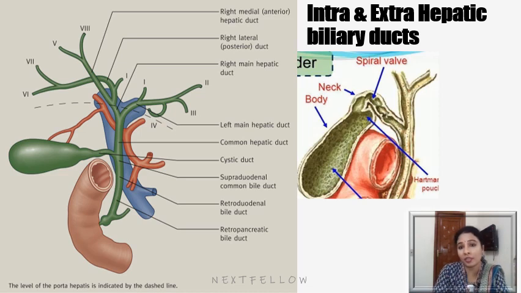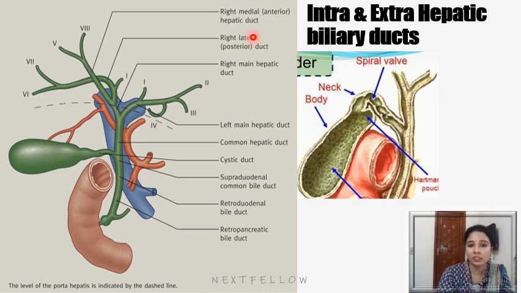Now we shall discuss the intra and extrahepatic biliary ducts. The right and left hepatic ducts join after leaving the liver to form the common hepatic duct. This dotted line indicates the inferior border of the liver. Within the porta hepatis, we see the right and left hepatic ducts joining to form a common hepatic duct. This common hepatic duct is joined at an acute angle by the cystic duct to form the bile duct. The cystic duct drains the gallbladder.